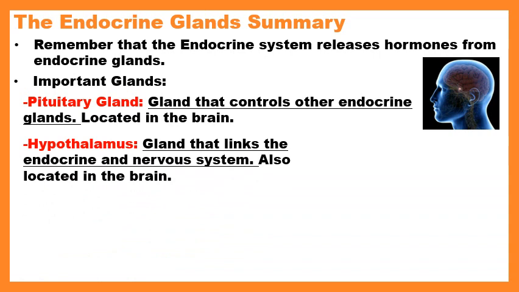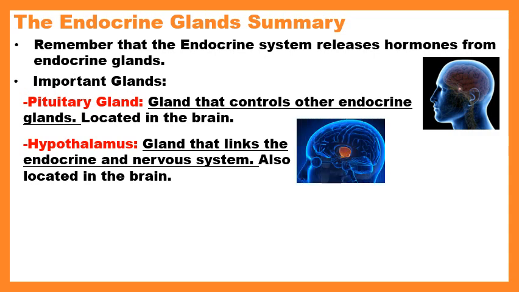Okay, also in your brain is a gland called the hypothalamus. And that gland is really important because it links the endocrine and the nervous system. Again, it's also located in the brain. So here it is in this picture. Pituitary and hypothalamus are kind of close together.